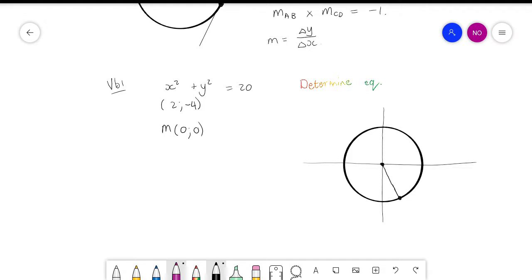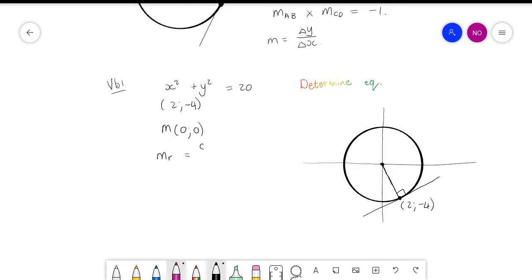And I draw that radius, then do you agree that my tangent will be perpendicular to that? Sê julle saam? Okay. So wat ek nou gaan doen is ek gaan die gradient van my radius uitwerk. Because if I have the gradient of my radius, I can get the gradient of the tangent. Spesifiek die radius van die middelpunt na daai punt 2 en minus 4 toe. Okay. So that's relatively easy.